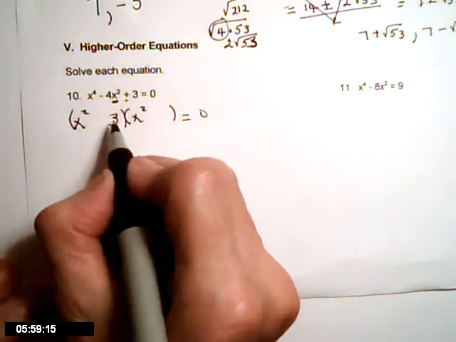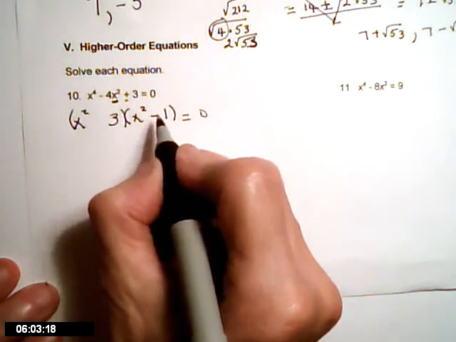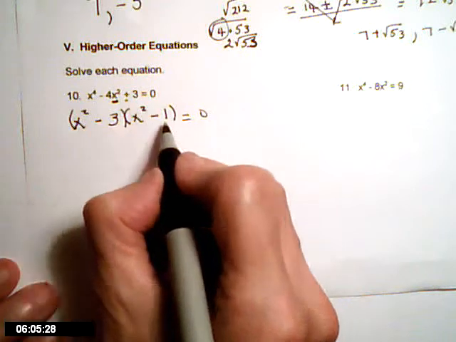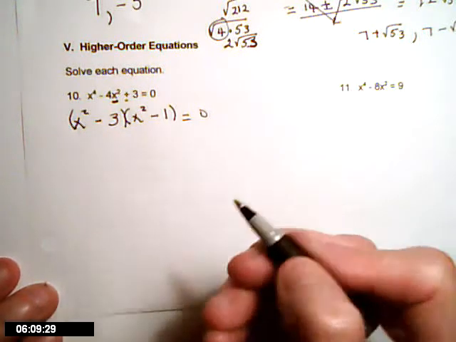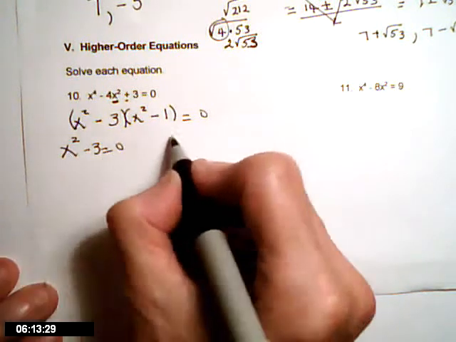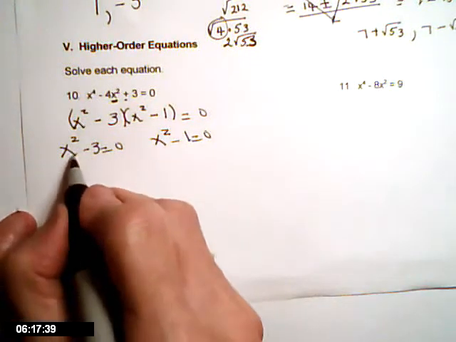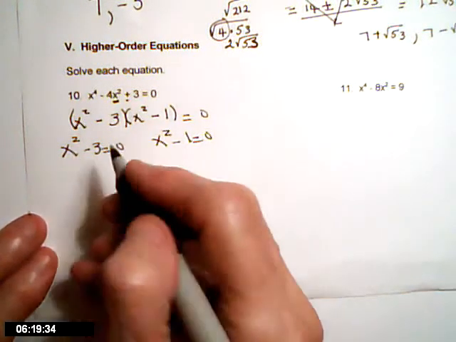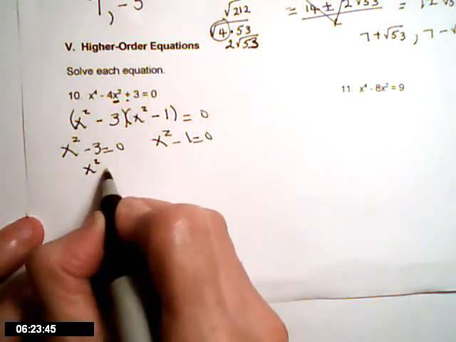Well, think. 3 times 1 is 3. And if I multiply a negative times a negative, I have a positive. And if you add 3 and 1, you've got your negative 4 there in the middle. Now take both of these parentheses, set them equal to 0. Alright, if you notice, you have a square term and a number, no x. So I'm going to use that square root property here.